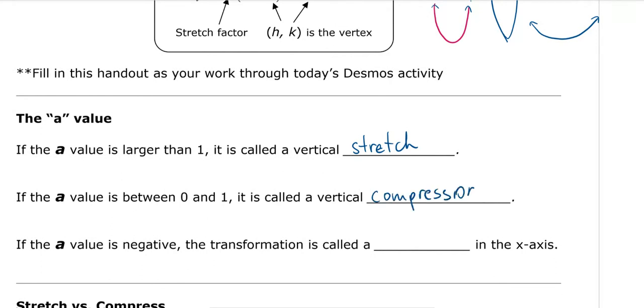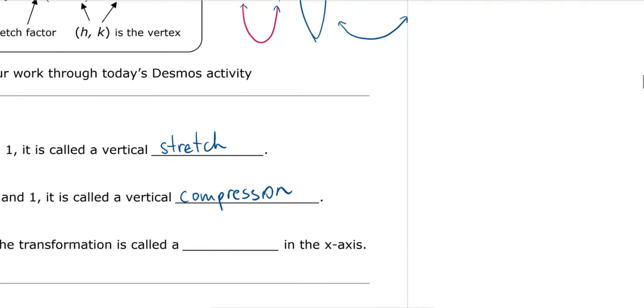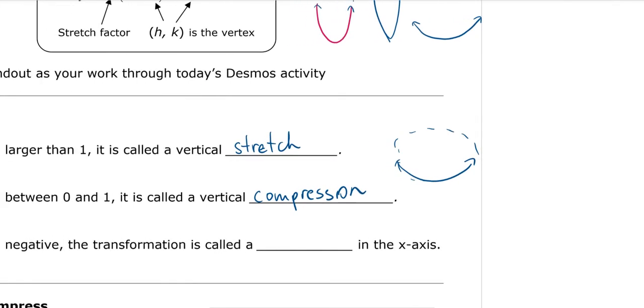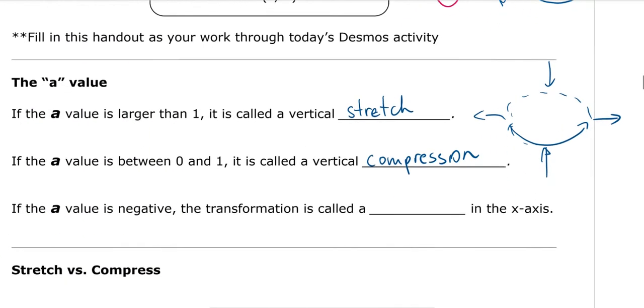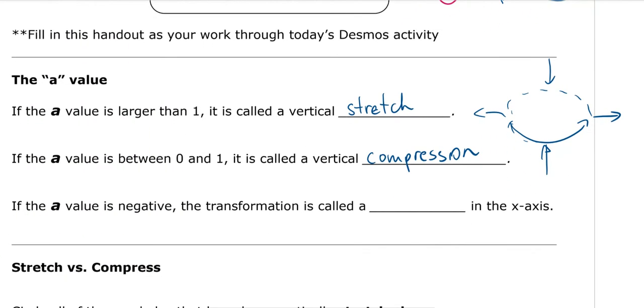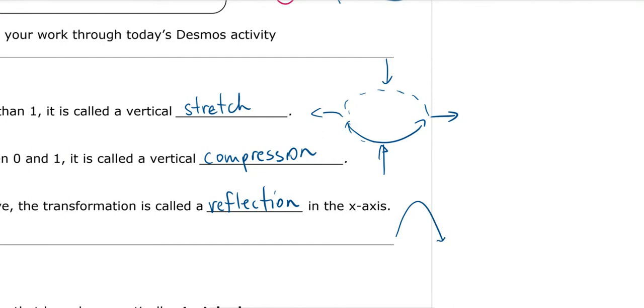Think of the rubber band again. If you compressed it vertically, it gets wider. Here's your top half of the rubber band. It gets wider, but vertically you're compressing it. You're compressing it this way, but it gets wider this way. And if the A value is negative, the transformation is called a reflection in the x-axis, and this is when your parabola opens down because your A value is negative.